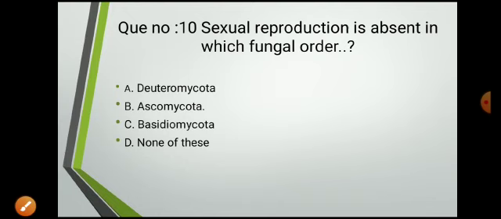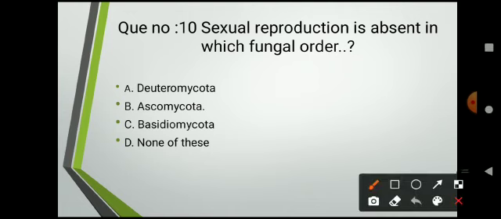Next question number 10. The sexual reproduction is absent in which fungal order? And the options are Deuteromycota, Ascomycota, Basidiomycota, and none of these. And the correct option is option A, that is Deuteromycota. In this fungal order, the sexual reproduction is absent. Option A is the correct answer.